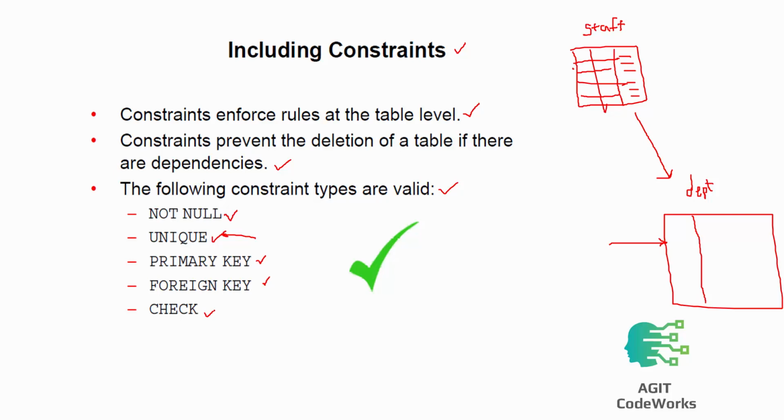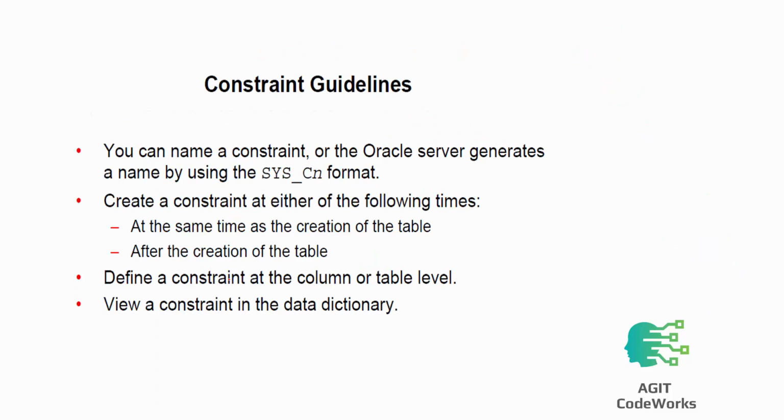Before we go ahead to do the practical, let's look at guidelines for creating these constraints. Number one is that you can name a constraint, or the Oracle server will generate a name for you using this format. We'll look at both methods for adding constraints when we start adding them. You can create a constraint either at the same time when you are creating the table, or after the creation of the table, you can add the constraint later.